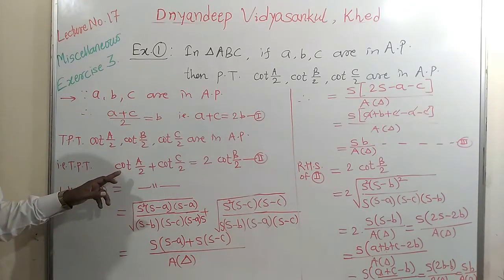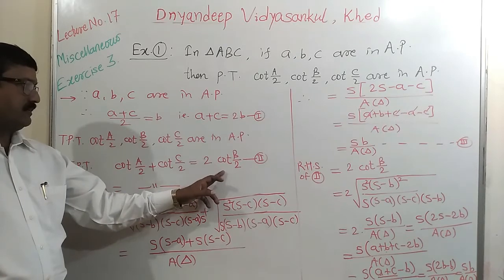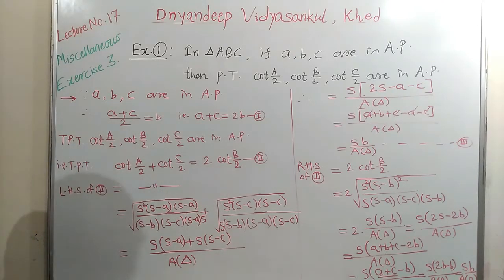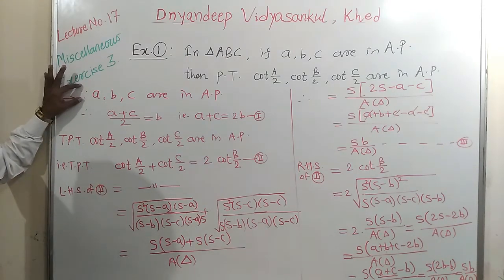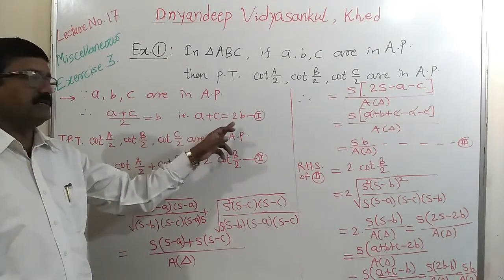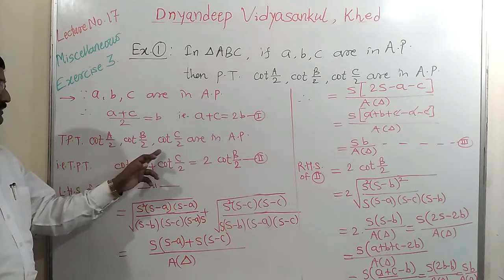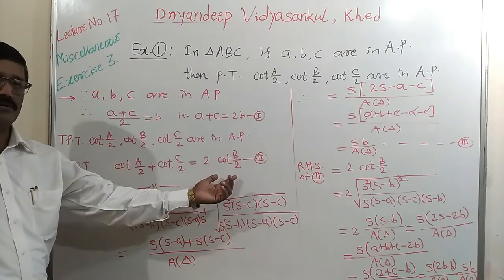So cot A by 2 plus cot C by 2 is equal to 2 times cot B by 2. So what to do once again? The given part is A, B, C are in AP, so A plus C upon 2 equal to B, that is A plus C equal to 2B. Again, to prove that cot A by 2, cot B by 2, cot C by 2 are in AP means cot A by 2 plus cot C by 2 is twice cot B by 2.